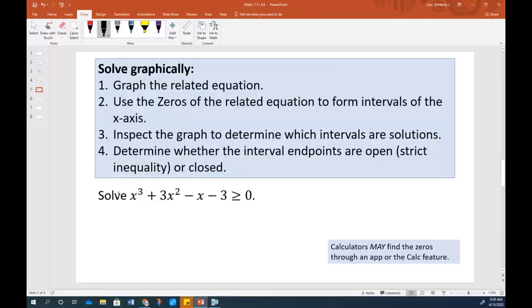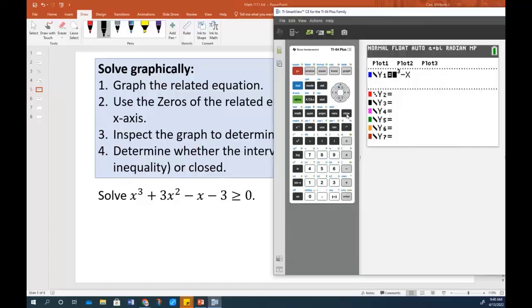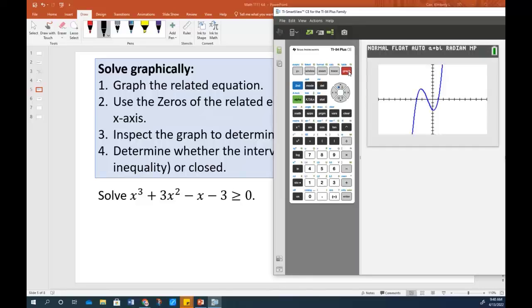So here, what I want to do is graph y equals, clear. I have x cubed plus 3x squared minus x minus 3. When I hit graph, it might not be on the correct window. I may have to adjust my window, but let's look at it and see.